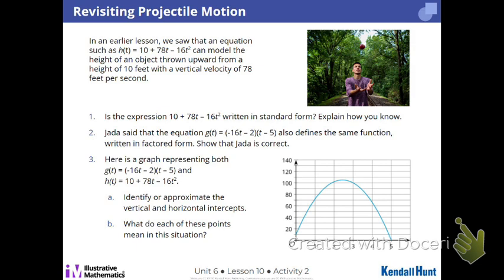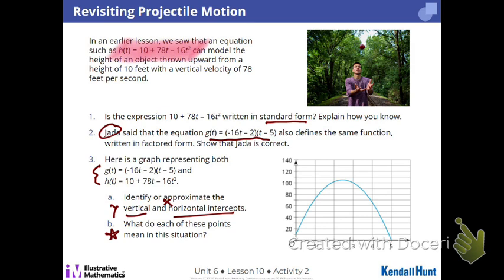So here's our function. And we've got initial value, we've got a velocity, and we've got the pull of gravity. This goes to yesterday: is it written in standard form? Explain how you know. Here's what Jada got. She got this function. Is it the same? You better justify how you know it is or isn't the same. Then we're going to look at the graph. You're going to get the vertical and horizontal intercepts, also known as the y and x-intercepts. And then you're going to provide context to what those mean in our situation. Okay? This is going to go in your math notebook with your group of 2 or 3.